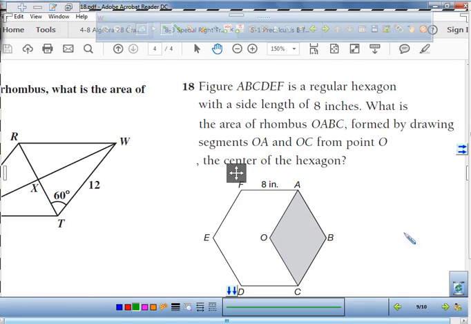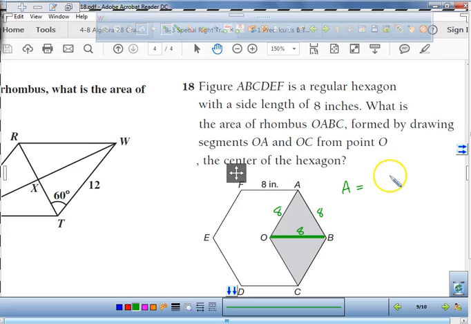Alright, here we go. Problem number 18, it says ABCDEF is a regular hexagon with a side length of 8 inches. What is the area of this particular rhombus? Okay, so we're going to find the area of this rhombus. Now check this out. Take that rhombus and cut it right there. You know what kind of triangle that is? An equilateral. So by the way, what are all the sides on that equilateral equal to? An 8, an 8, and an 8. Wow. If there was only a formula that could help us find the area of just one equilateral triangle.